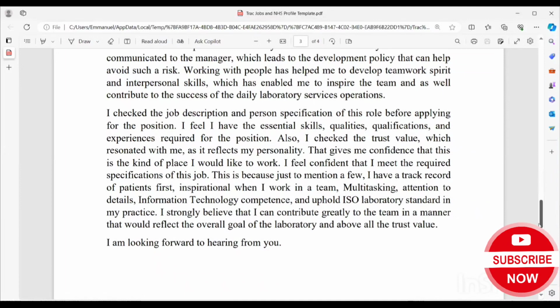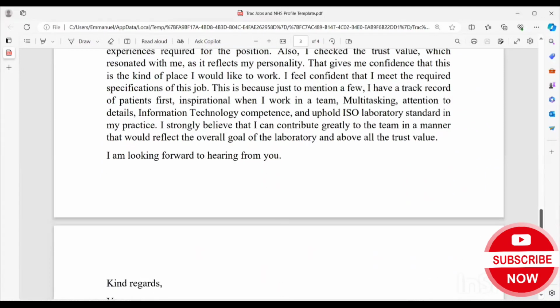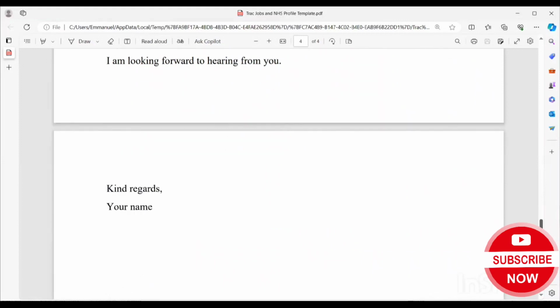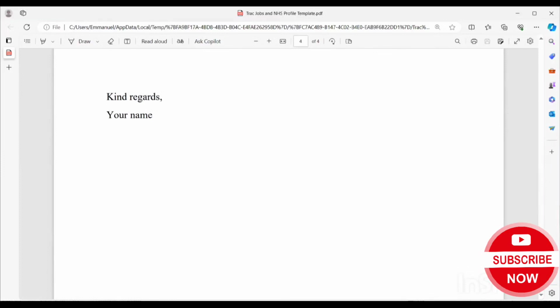I feel confident that I meet the required specification of this job. This is because, just to mention a few, I have a track record of passion, all of that. Just mention anything in line with what they've said and politely tell them, I'm looking forward to hearing from you. Kind regards, then put your name. Does that make sense, guys? Huh?